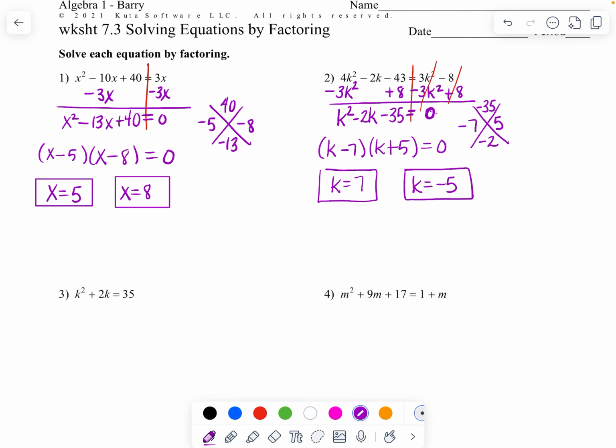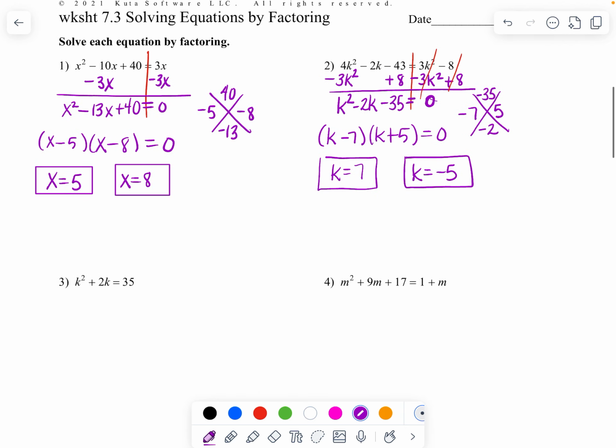So today is all about how do I make the right-hand side 0 before I actually can factor and solve the equation.